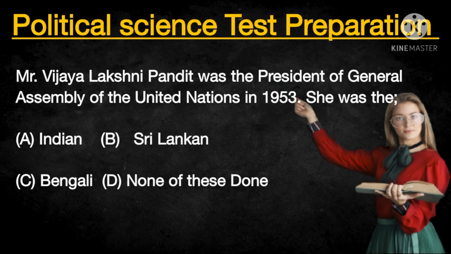Question: Mrs. Vijaya Lakshmi Pandit was a President of General Assembly of the United Nations in 1953. She was the A. Indian, B. Sri Lankan, C. Bengali, D. None of these. Its correct answer option A, Indian.